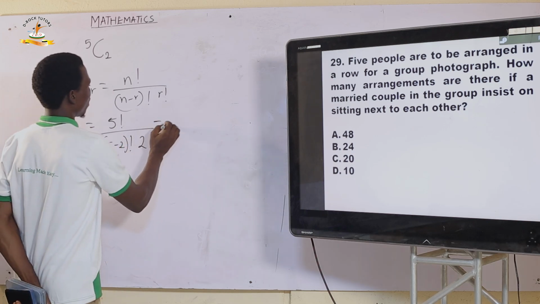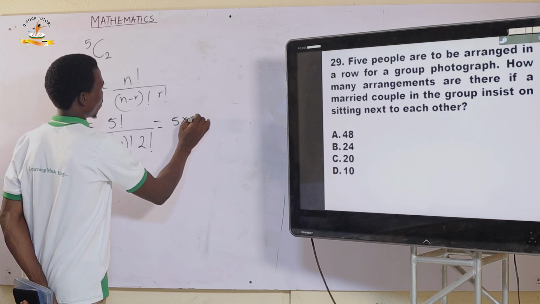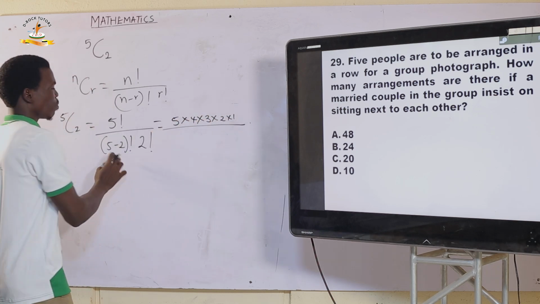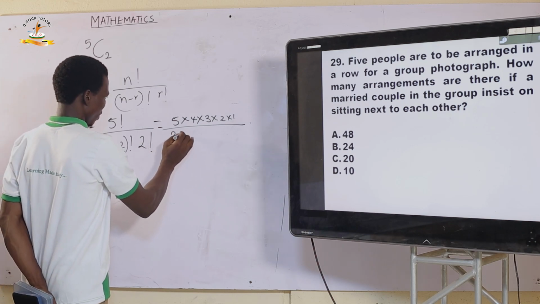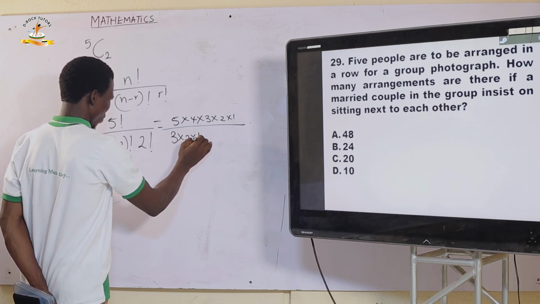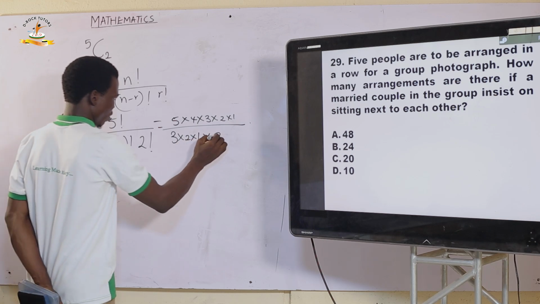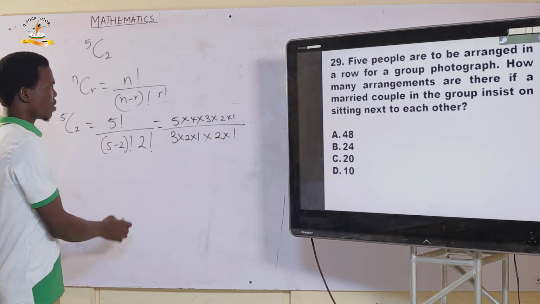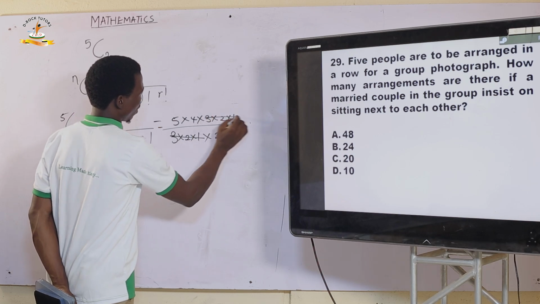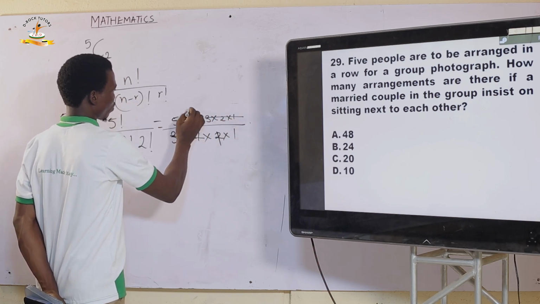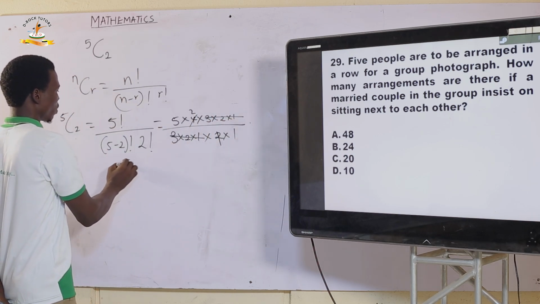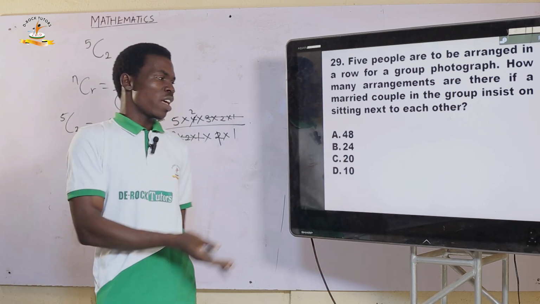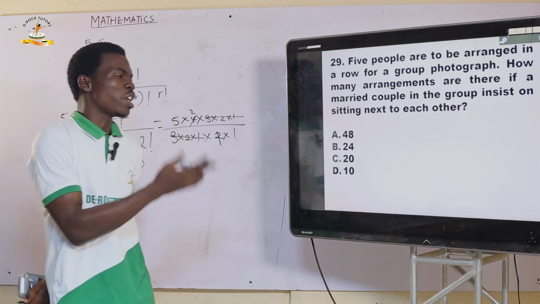And this is going to be 5 times 4 times 3 times 2 times 1 all over 3 factorial, which is 3 times 2 times 1, times 2 factorial, which is simply 2 times 1. That's it. So 3, 2, 1 goes down and 2 goes there. This is 2. And 5 times 2 is going to be 10. So there are only 10 ways in which this can be achieved. And the right option here is going to be D.